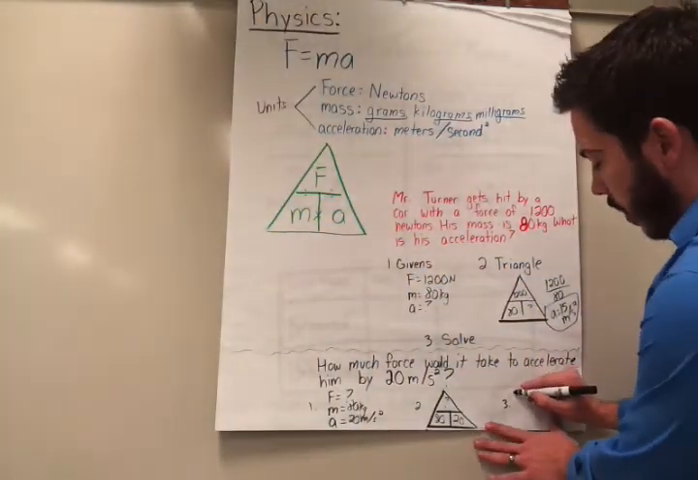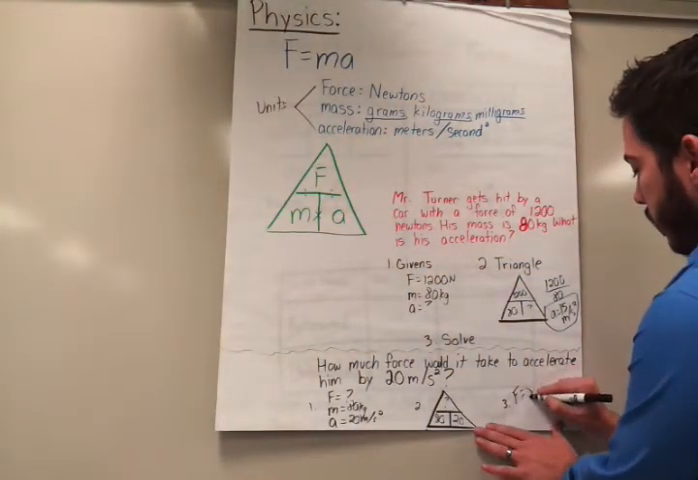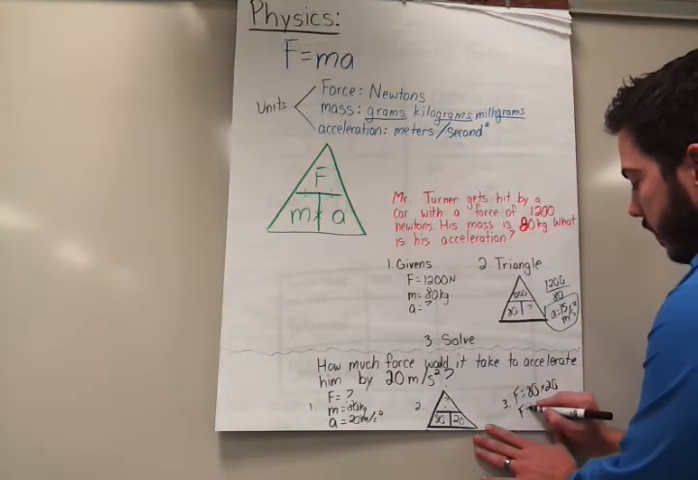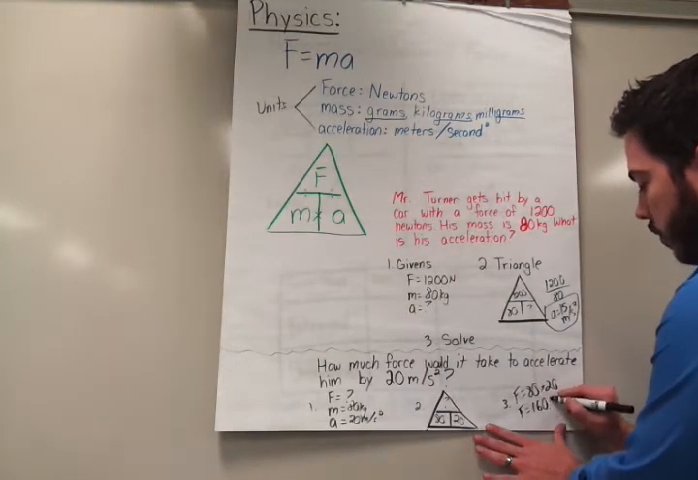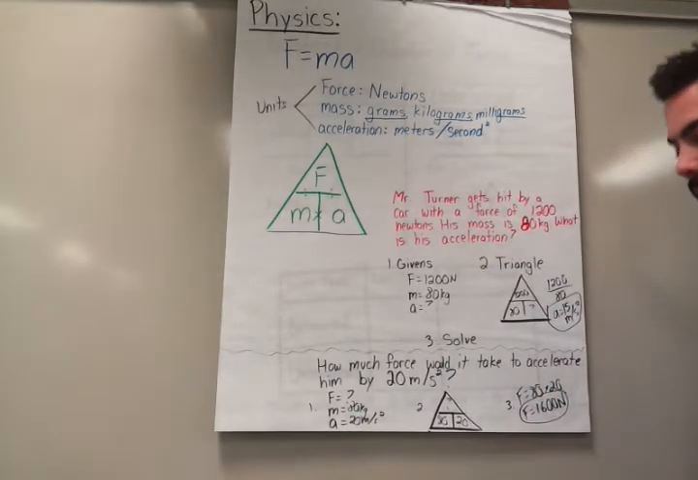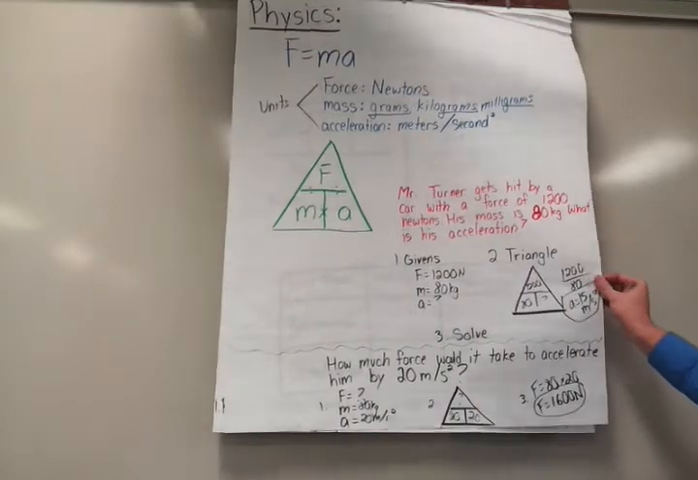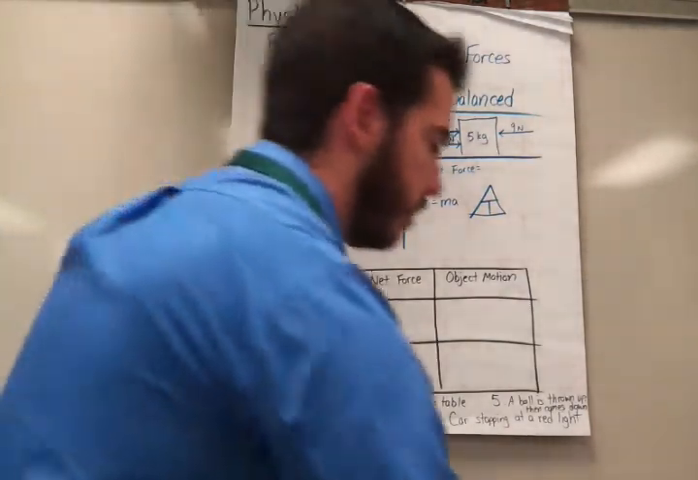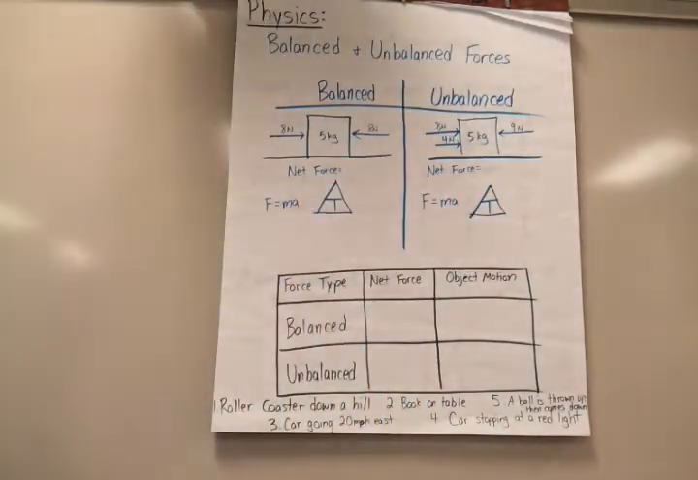So then when we solve, force is equal to 80 times 20, and that gives us 1,600 newtons since we're solving for force. So that's just a real quick explanation about how to solve for F equals ma. The next thing we're looking at here is balanced and unbalanced forces.